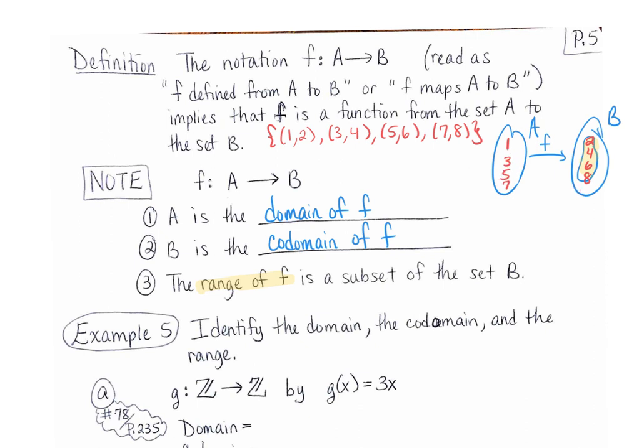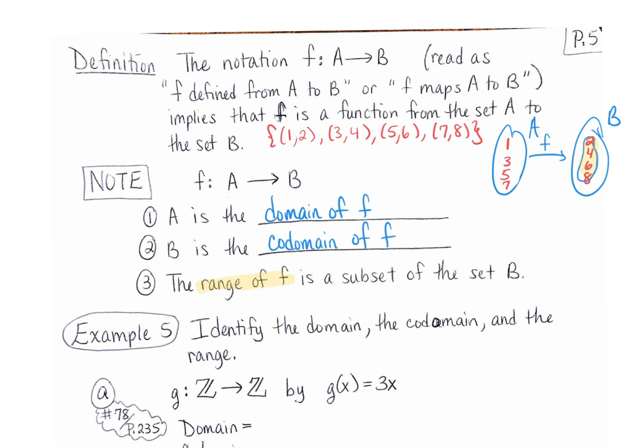But you said that B is the codomain of F. It's what you're mapping to. Oh, so is it the range? The range lives inside of it. The range is a subset of the codomain. The codomain is the entire set B. The range is a subset of it.